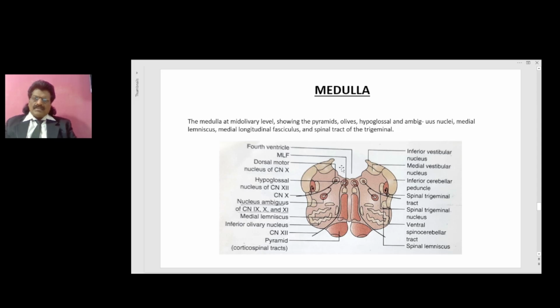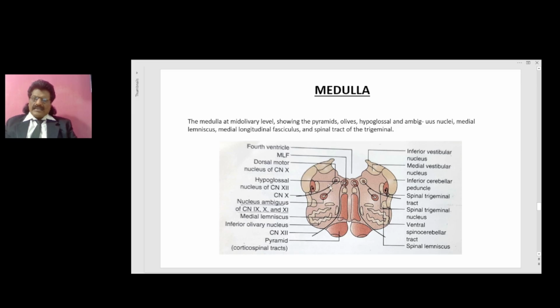So this is the 4th ventricle in the medulla oblongata. This is the medial longitudinal fasciculus. This is the dorsal motor nucleus of the 10th nerve. This is the 12th nerve. So the 12th nerve is placed medially, whereas 9, 10 and 11 are placed laterally. So you can see the 10th nerve is placed laterally, whereas the 12th nerve is placed medially.